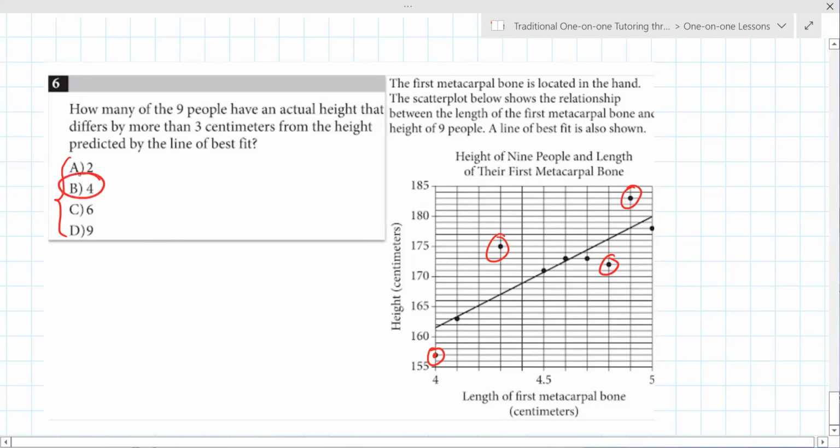I know this was different than the one I just gave you, but they're just asking another interpretation, because they could also say how many are within 3 centimeters. They could, and that could be the other points along. Fine.